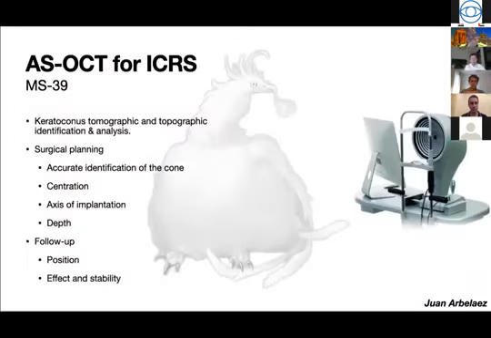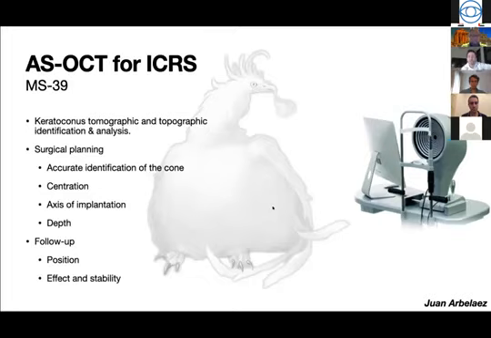Now, how can we use the OCT for the implantation of the corneal ring segment? It's super useful because it uses topographic and tomographic data for the identification and analysis of the keratoconus, like Shadi was saying. And for the surgical planning, it has software that works amazingly and allows you to play around and check all the possibilities of the correction. It helps you to accurately identify the location of the cone, the centration, where you are going to center the rings, which axis you are going to implant the ring, and the depth at which you can implant the ring in your case. And it's super helpful to follow up those patients.